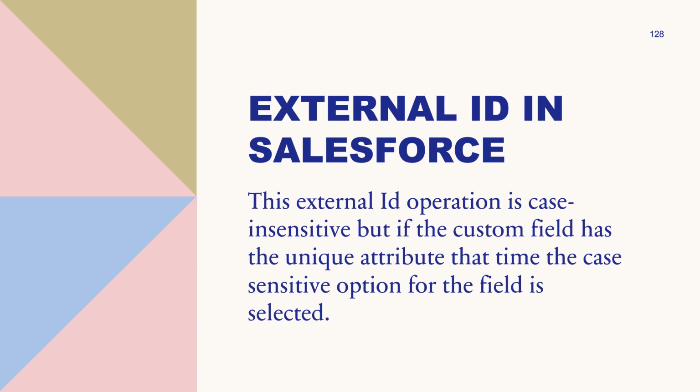So, if we want to identify the records uniquely in the CSV file, which are coming from the external system, and we do not have the record ID available, in that case we can mark any field as an external ID, and that field will identify the records uniquely which are coming from the external system.